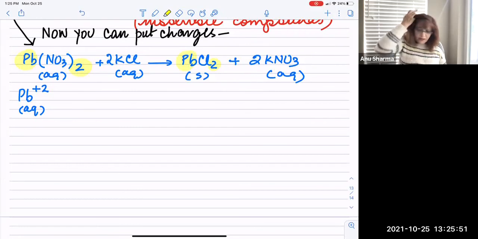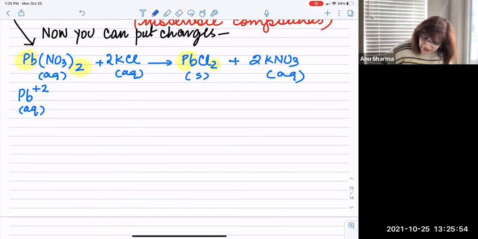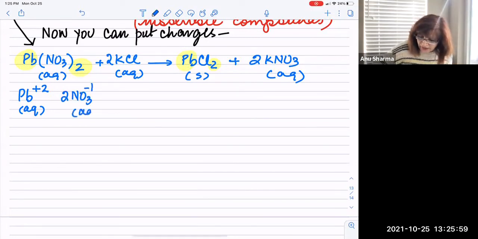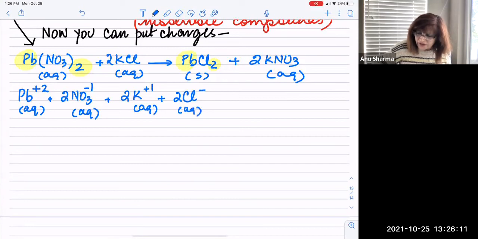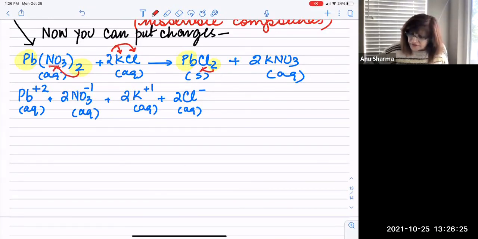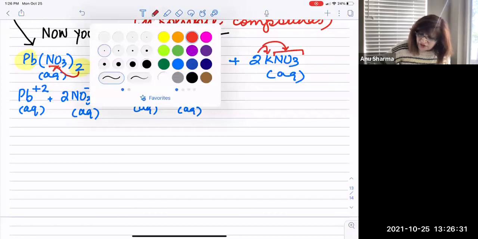Next is nitrate. There are 2 nitrates. Nitrate always has a -1 charge, aqueous. Then you have 2 potassiums with plus 1 charge aqueous, plus 2 chlorides with minus 1 charge aqueous. Remember that this 2 applies to potassium and this 2 applies to chlorine. This 2 only applies to chlorine. This 2 only applies to nitrate. This 2 applies to potassium and nitrate. So always recognize the polyatomic ion charges.